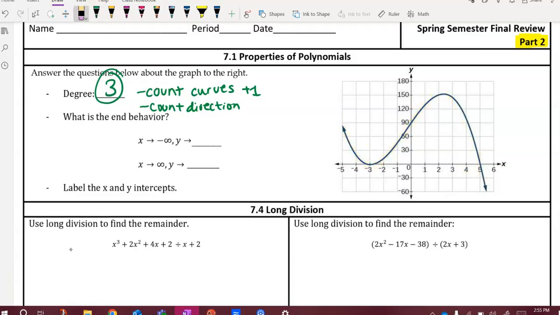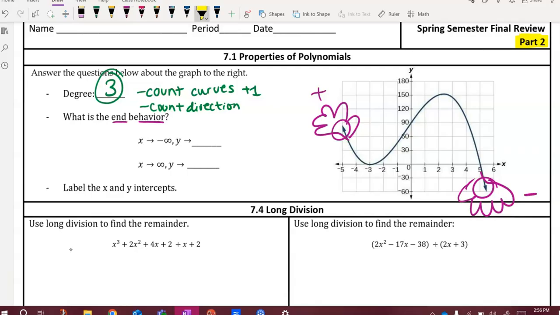All right. Next, what is the end behavior? End behavior is talking about the ends of the polynomial. What are the hands doing? If this was a hand, what is that hand doing? This one's facing up, and this hand is facing down. Okay, let's take a look at that.